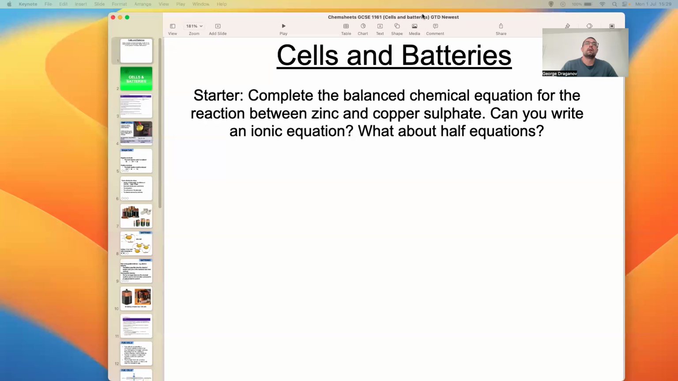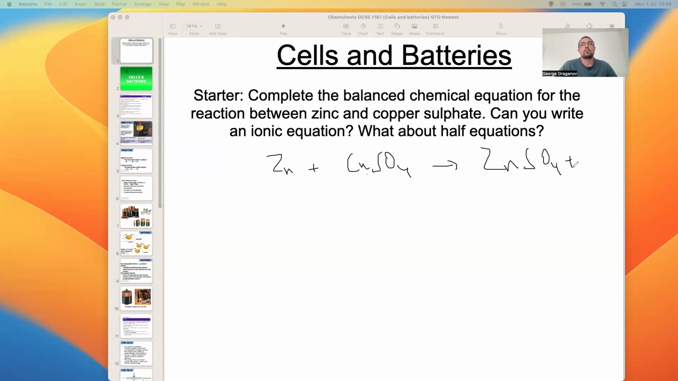So if we do the starter question, zinc plus copper sulfate, CuSO4, the zinc will displace the copper to make ZnSO4 plus copper. The ionic version of this is Zn plus Cu2+, and the sulfate is the spectator ion. We've done this in the previous lesson. It goes to Zn2+ plus Cu.